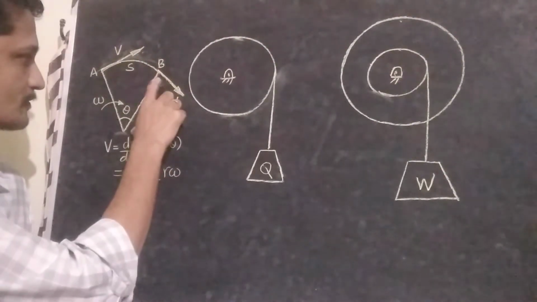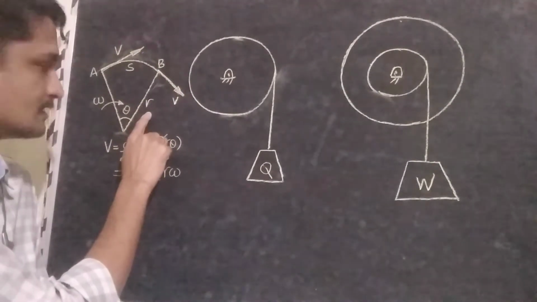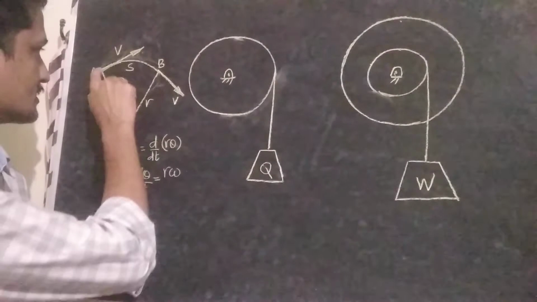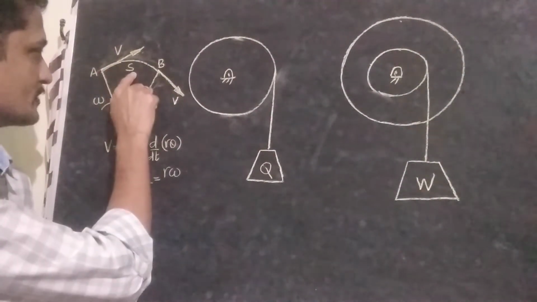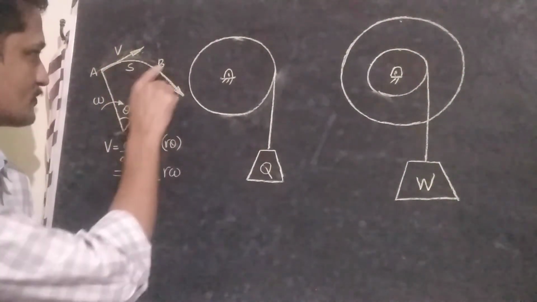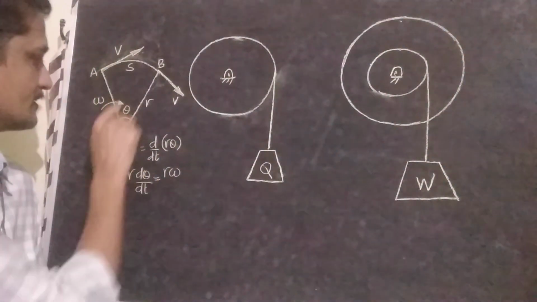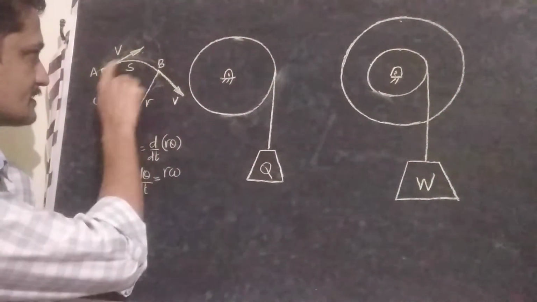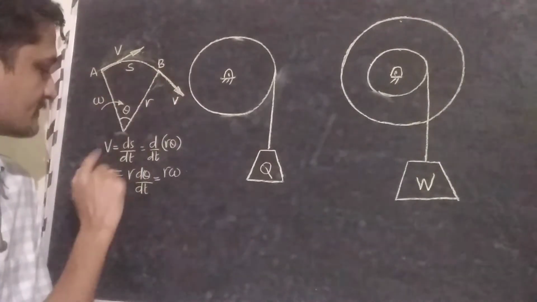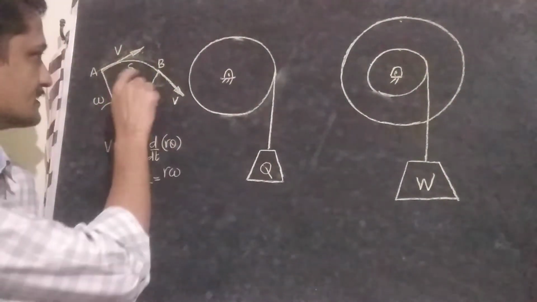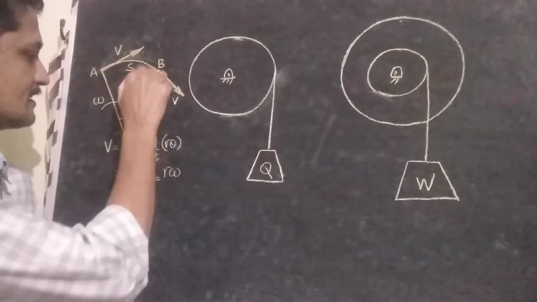Here the radius of rotation is equal to small letter r. Then the angular displacement is equal to theta, which means this displacement is equal to s. Then v, the linear velocity, is equal to ds by dt. If theta is infinitely small, we can treat this as a straight line. Then v is equal to ds by dt, which is equal to d by dt of r theta. This curvature is equal to r theta.